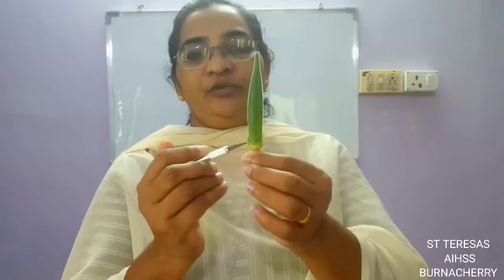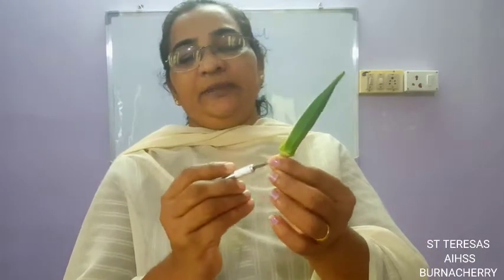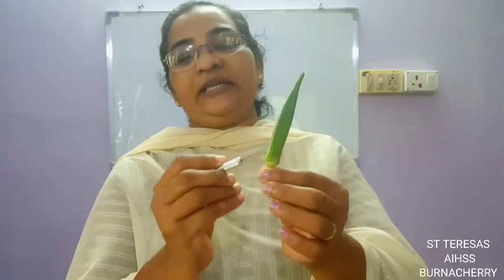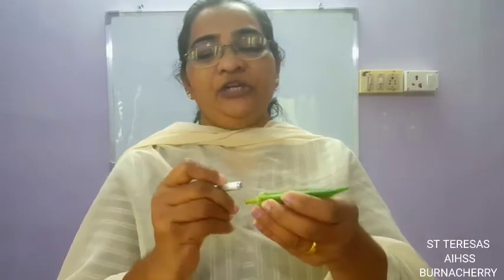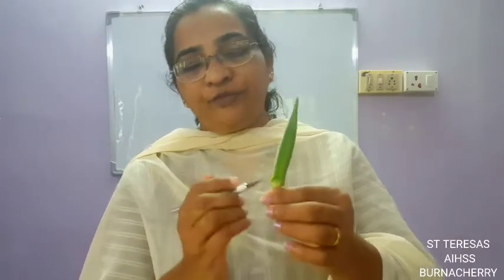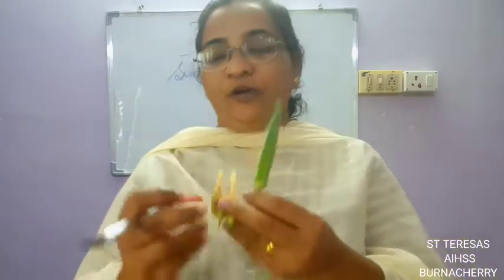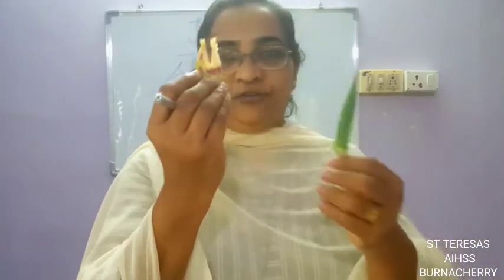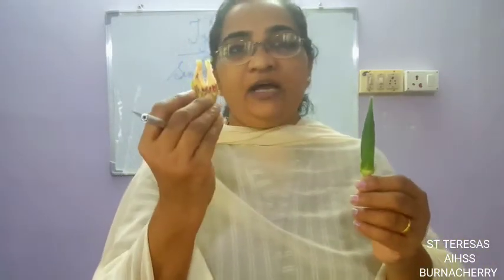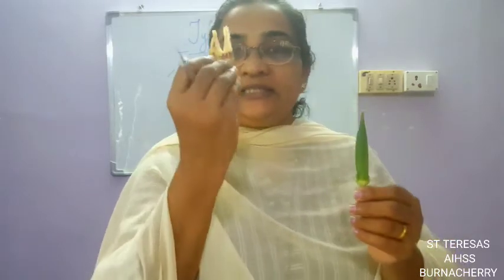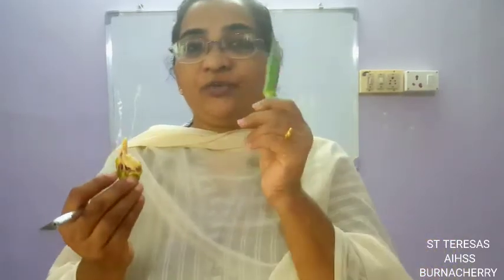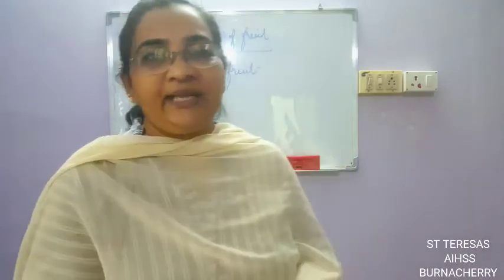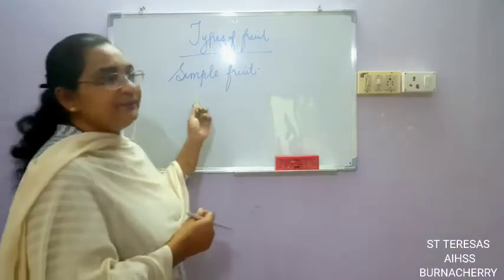See this one. This is the fruit of the lady's finger, isn't it? Here the pedicel is here, the calyx is, the other things have fallen off. So this one fruit is produced from this one flower. So a single flower has got a single ovary, and that single ovary changes into a single fruit. That type of fruit is called a simple fruit.